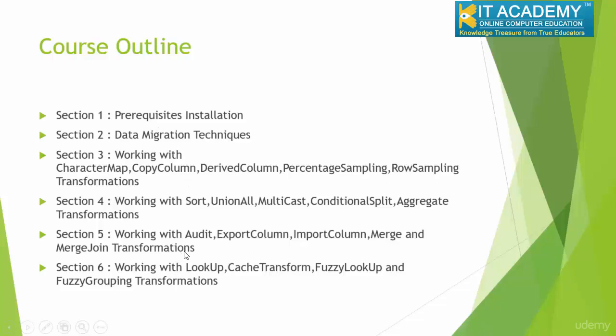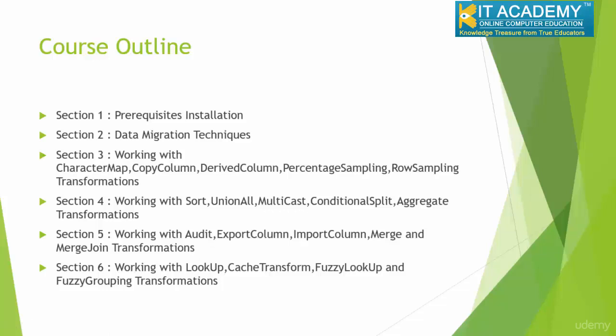And in section 5, I have discussed the audit transformation and also export column. So what if, for example, you have a very large column in your SQL Server and then you want to export that data to your file system, or you have a file on the file system and you want to import that onto SQL Server. So that's been discussed in section 5. And then I have discussed the merge and merge join transformations and the differences between them.